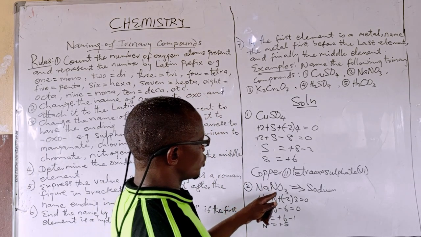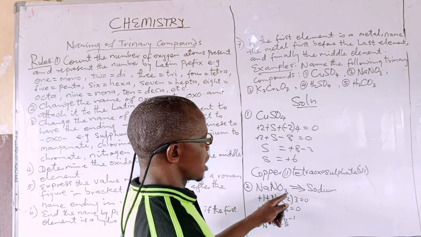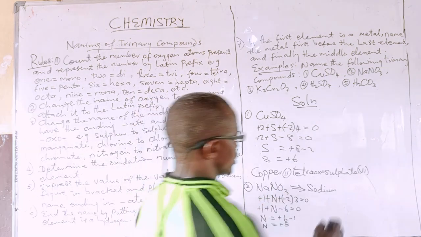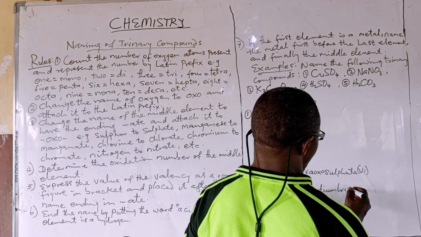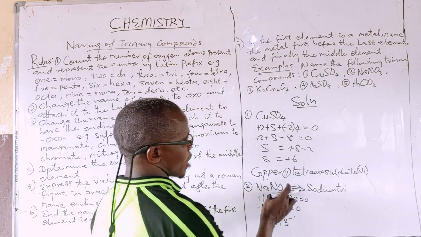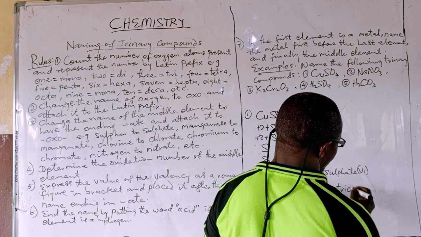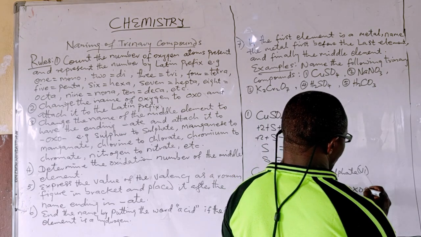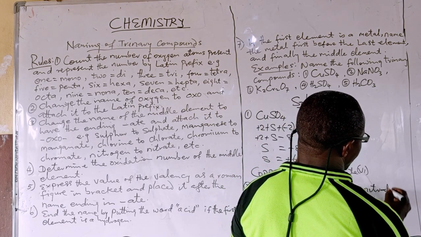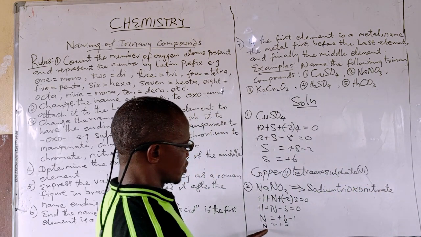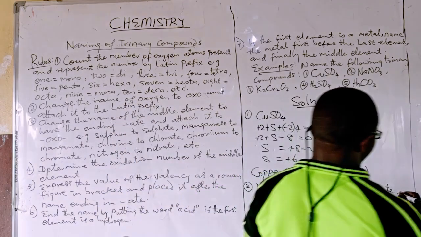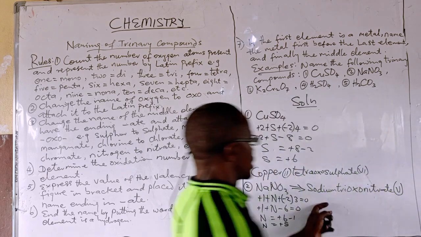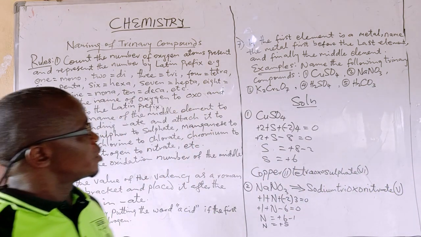So sodium, you jump the middle element to the last, and then the last element is oxygen. And how many atoms? 3. So I said tri stands for 3. Oxygen turns oxo, trioxo. Then you come to the middle element. Nitrogen turns nitrate. And the valency of nitrogen is what? 5. The oxidation state of nitrogen is 5. So that's the name of that compound.